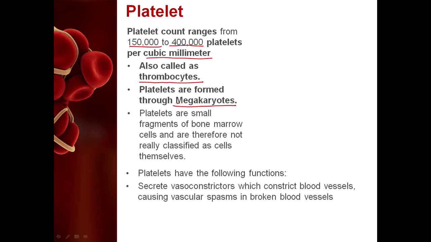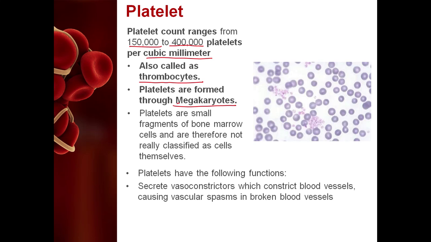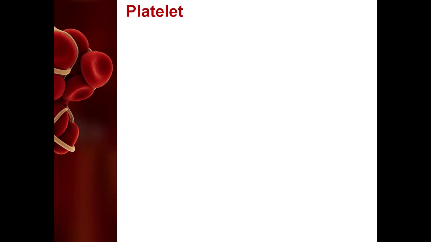And they have functions like they secrete vasoconstrictors. What is the function of vasoconstrictors? Vasoconstrictors constrict blood vessels and thereby cause vascular spasms in a broken blood vessel. Platelets form temporary platelet plugs to stop bleeding.